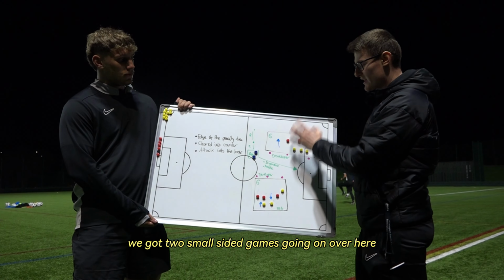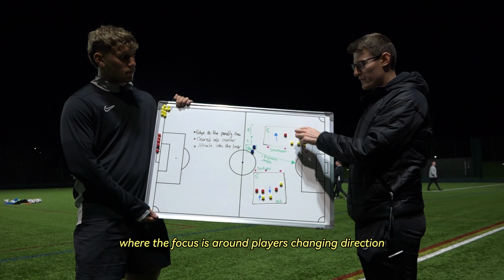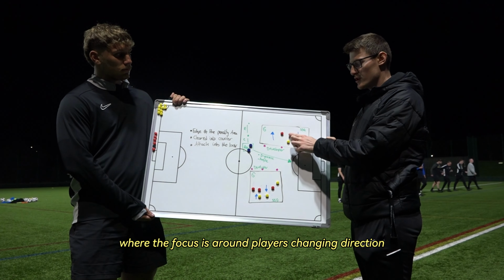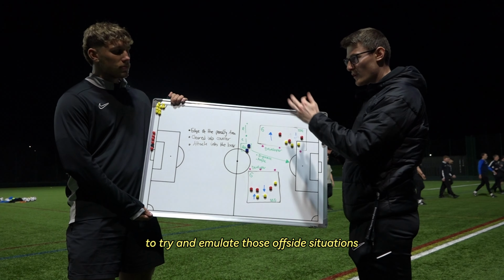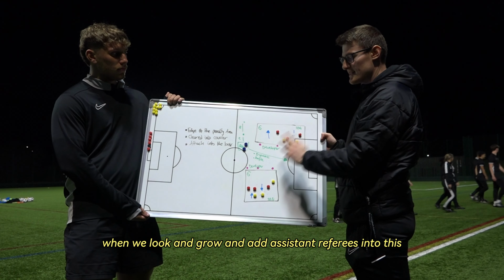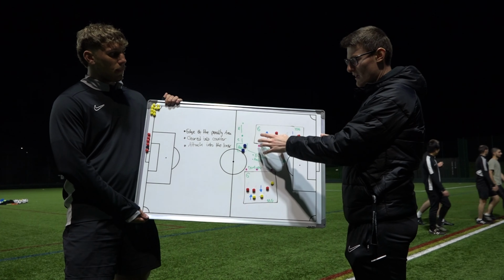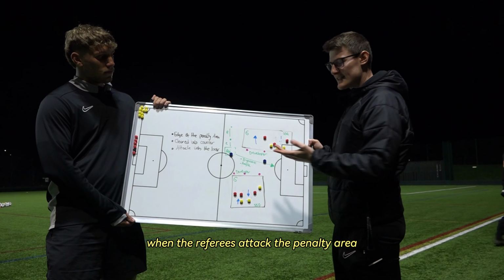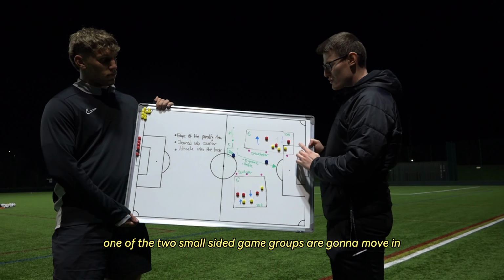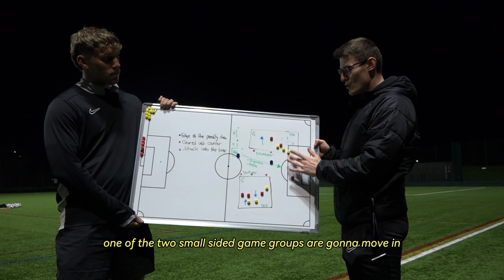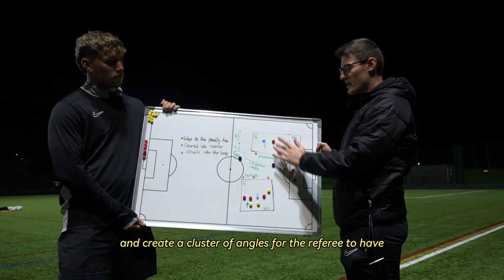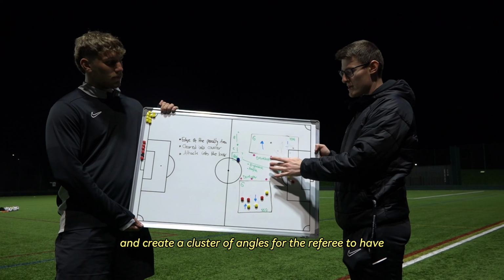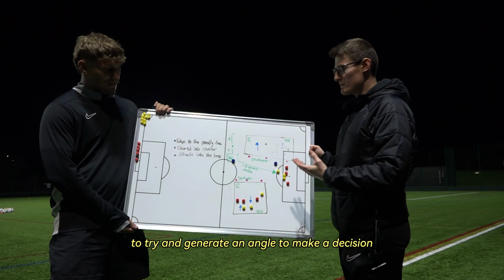We've got two small-sided games going on over here where the focus is on players changing direction to emulate those offside situations, as we grow this and add assistant referees. On that trigger, the refs are going to attack the penalty area. When they do, one of the two small-sided game groups are going to move in and create a clutter of angles for the referee to have to generate an angle to make a decision.